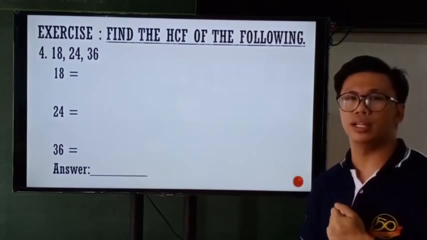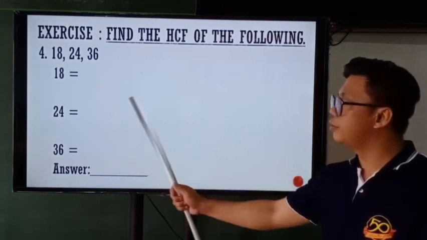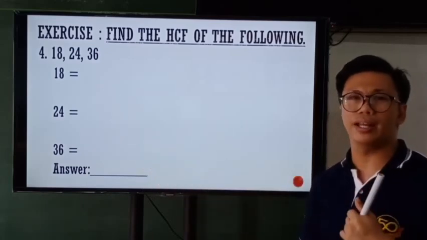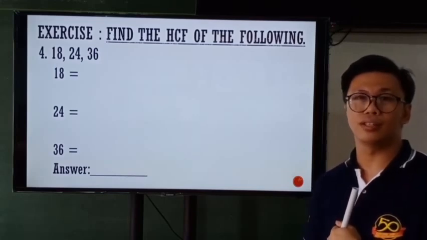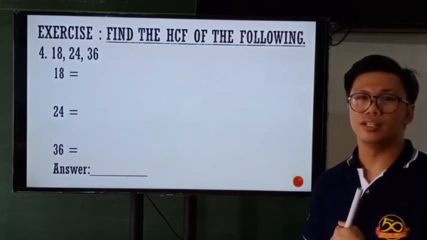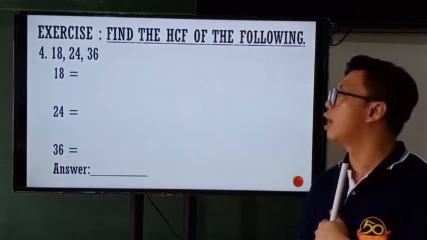Very good. After listing the numbers of 18, 24, and 36, what is next? Very good. We will get the common factors. And after getting the common factors, we can now find the highest common factor, or we call it the largest common number. Okay? So let's begin. I will give you 5 minutes to start now.